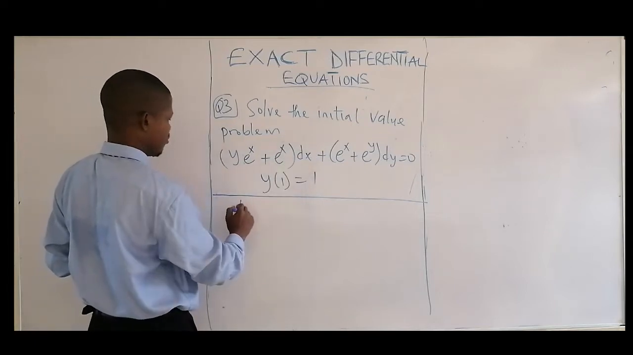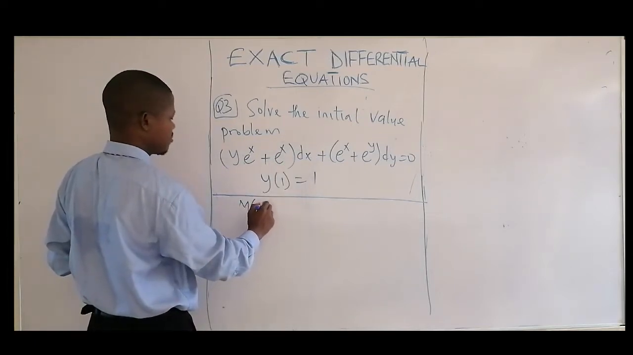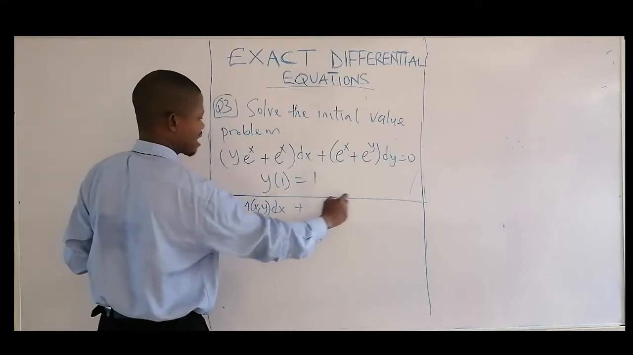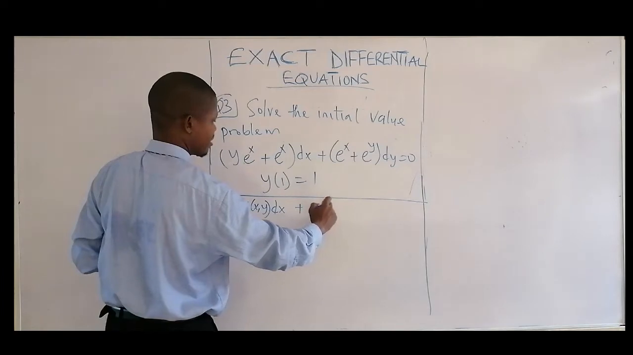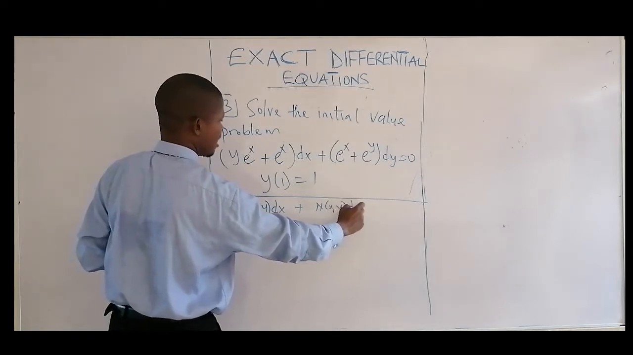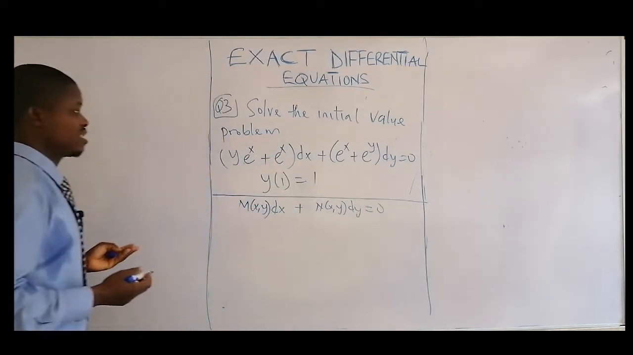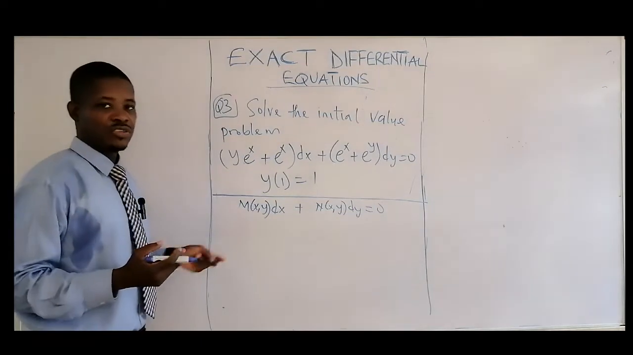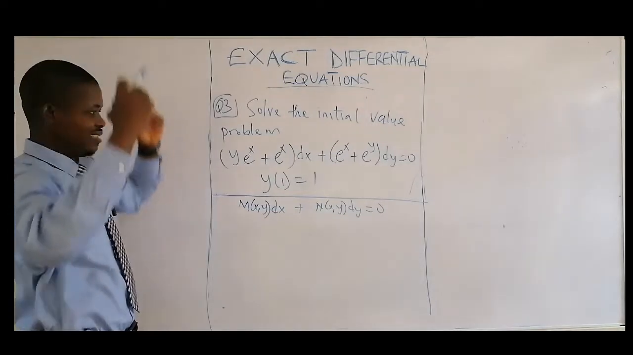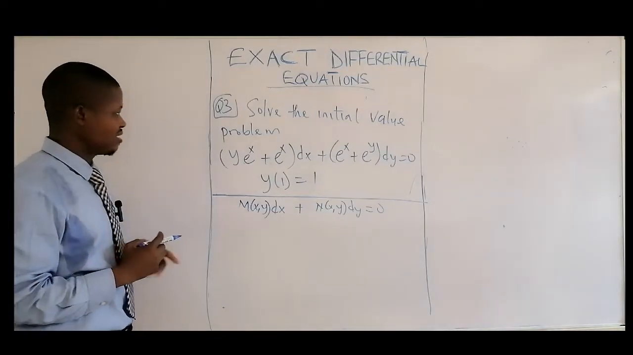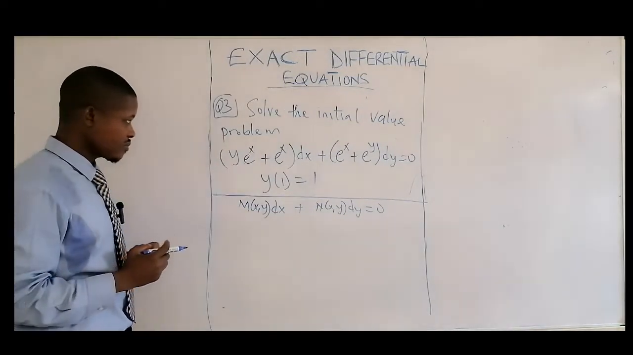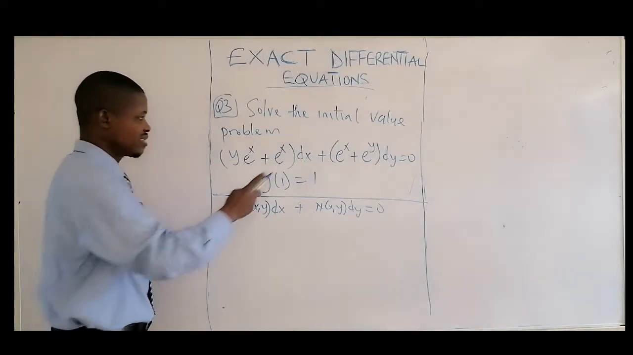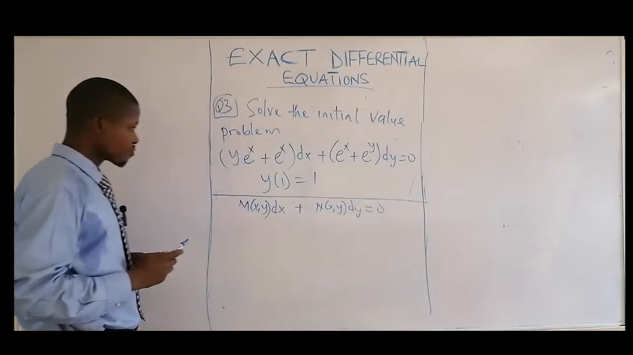Your dx is your M function, as a function of two variables. And then your N must have a dy, and also be a function of two variables. We're just told to solve the initial value problems. So when you have this kind of format, this is the exact method you can use to solve this question. And this is a first order differential equation. You can see the y and the x.